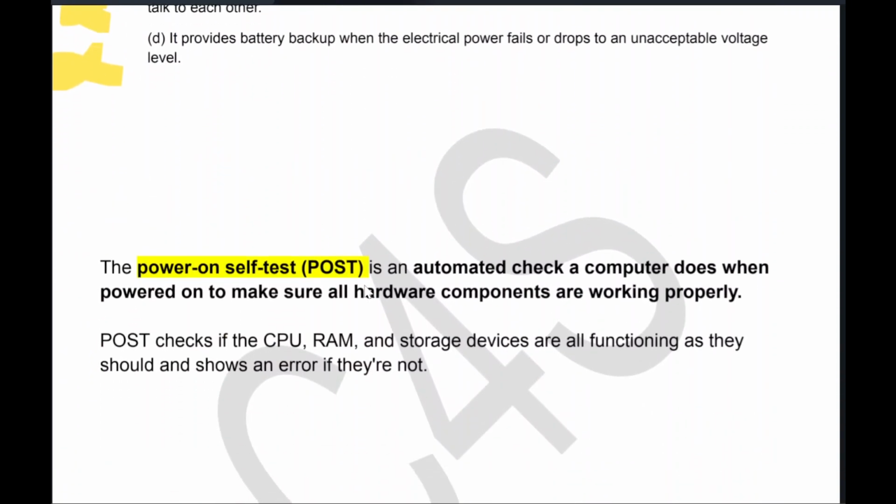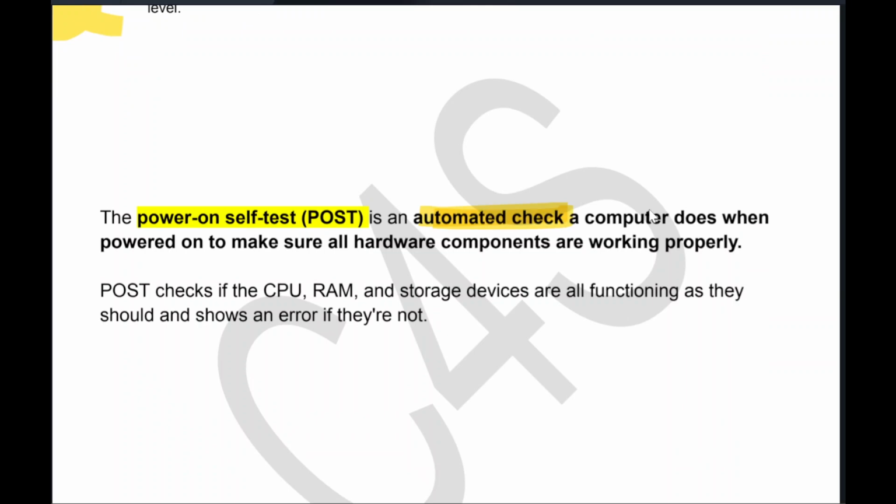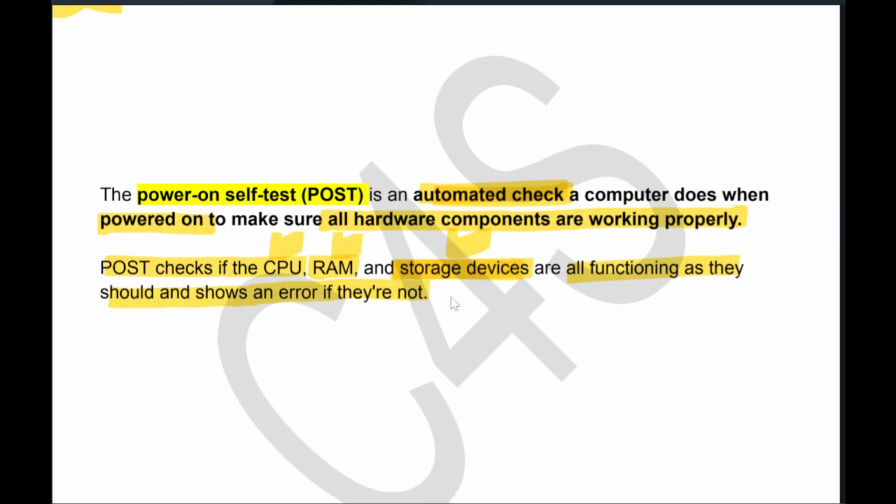Power on self test is an automated check a computer does when powered on to make sure all hardware components are working properly. POST checks that the CPU, RAM, and storage devices are all functioning as they should be, and shows an error if they are not. So POST checks the CPU, RAM, and storage devices before the computer is on.